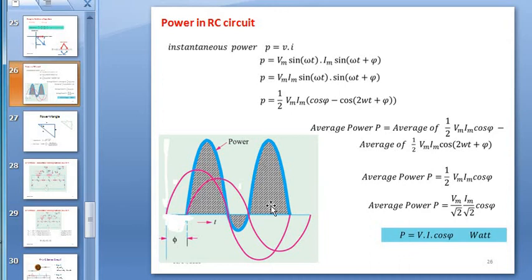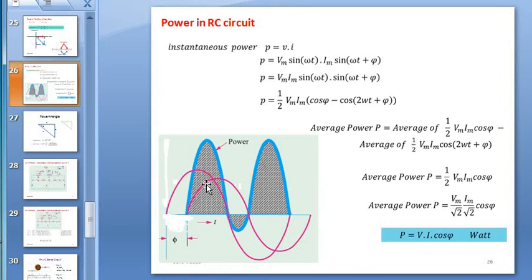Next, it is expected to draw the waveforms of voltage, current and power as well. How to draw the waveforms? First draw the voltage waveform. Then, current is leading the voltage. Leading means we have to draw the current before the voltage. The phase difference between these two should be phi at all instants. Then take the intervals, and for each interval draw the power waveform by taking the product of these.